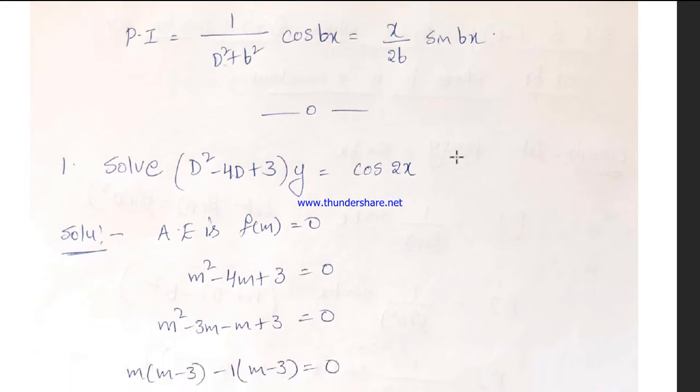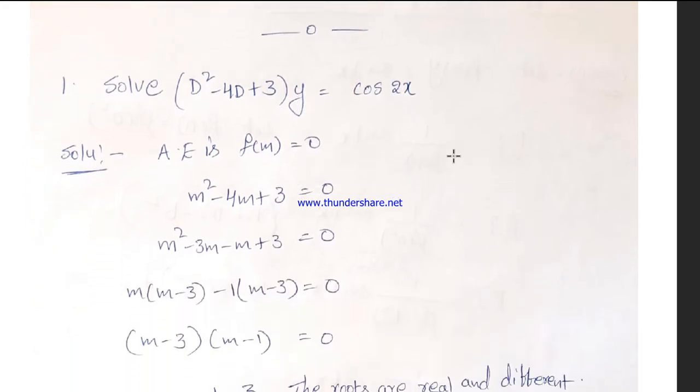So first example is, solve D square minus 4D plus 3 into y is equal to cos 2x. Any second order differential equation, that means higher order differential equations in the form of f of D into y is equal to Q of x, first you need to find the complementary function. After that you can go to the particular integral, because the general solution for y is equal to complementary function plus particular integral.